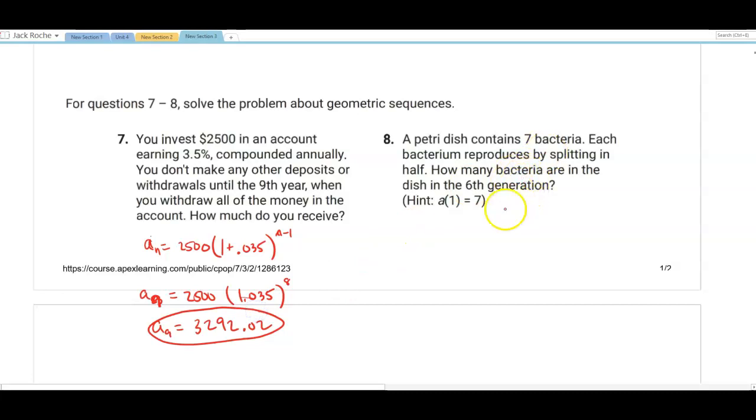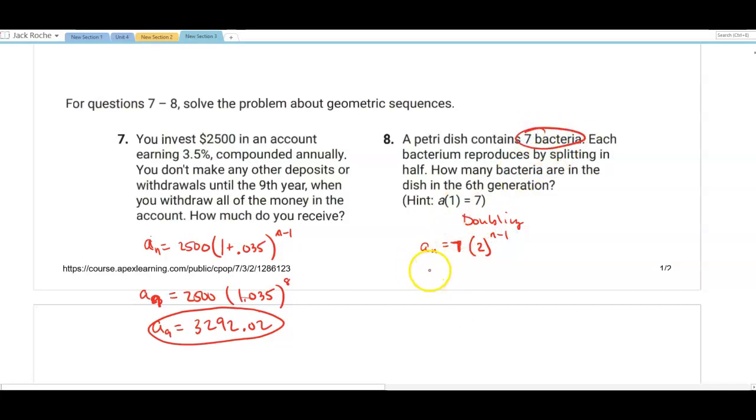Okay. The next one, a petri dish contains 7 bacteria. Each bacterium reproduces by splitting in half, which means it's doubling each time, right? If it's splitting in half, that means it's doubling. How many bacteria are in the 6th generation? So A sub n equals, you're starting with 7, right? And if you're doubling each time, your rate is 2 to the n minus 1.